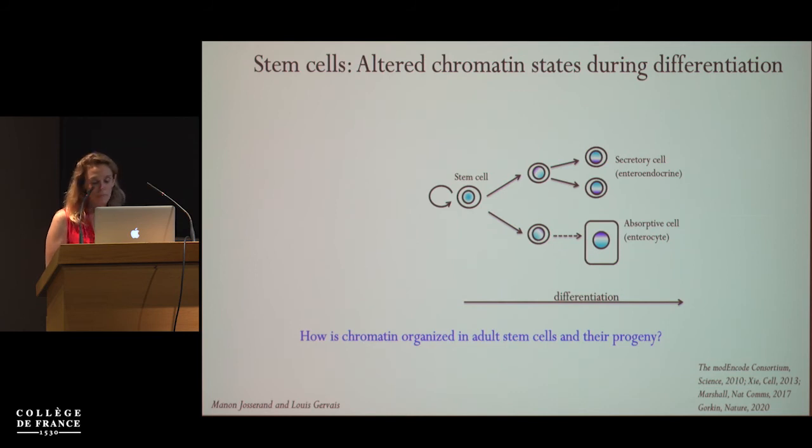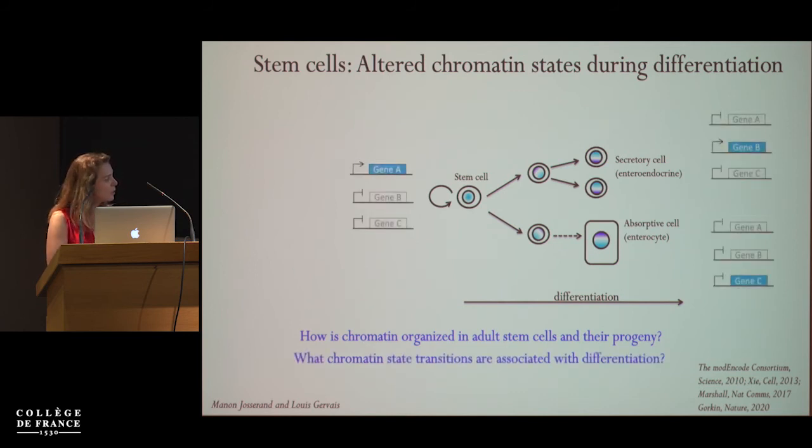So in particular, and I should say this work was done by a very talented PhD student, Manon Josserand in the lab, who's working with Louise Gervais on this project. And what Manon wanted to do was to ask, what are the chromatin state transitions that are associated with differentiation? So what do I mean by that?